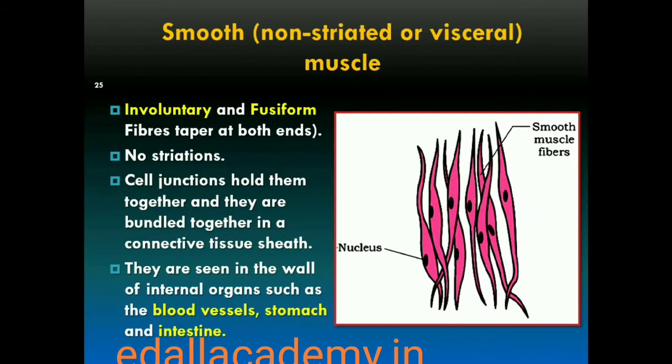The smooth muscle fibers taper at both ends, fusiform, and do not show striations, figure 7.7b. Cell junctions hold them together and they are bundled together in a connective tissue sheath. The wall of internal organs such as the blood vessels, stomach and intestine contains this type of muscle tissue. Smooth muscles are involuntary as their functioning cannot be directly controlled. We usually are not able to make it contract merely by thinking about it as we can do with skeletal muscles.